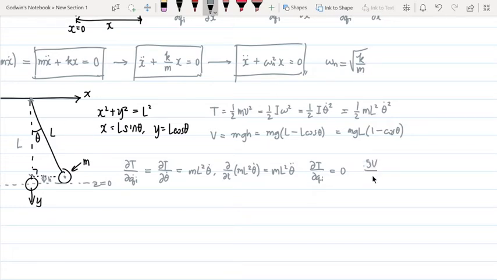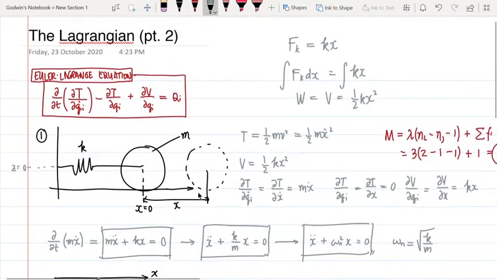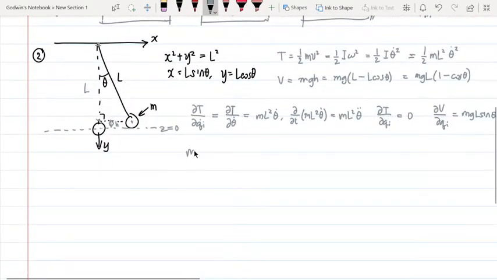And now we're going to go with potential energy now. Partial of V with respect to q_i. It's mgL. mgL is just a constant. So we'll just look at what's inside this: 1 minus cosine theta. Derivative of 1 is 0. And derivative of minus cosine is sine, positive sign. So this is going to be mgL sine theta.